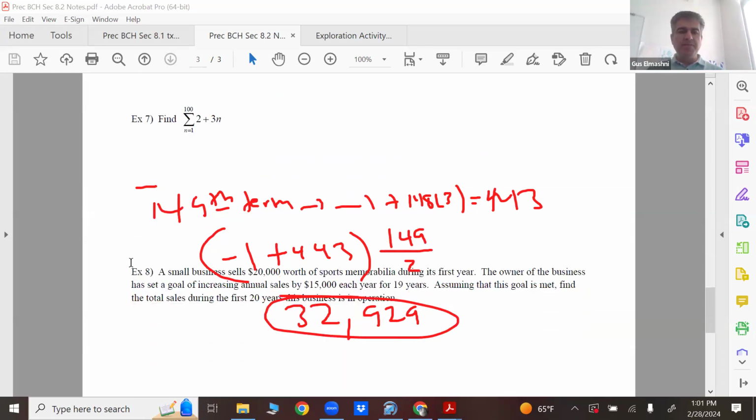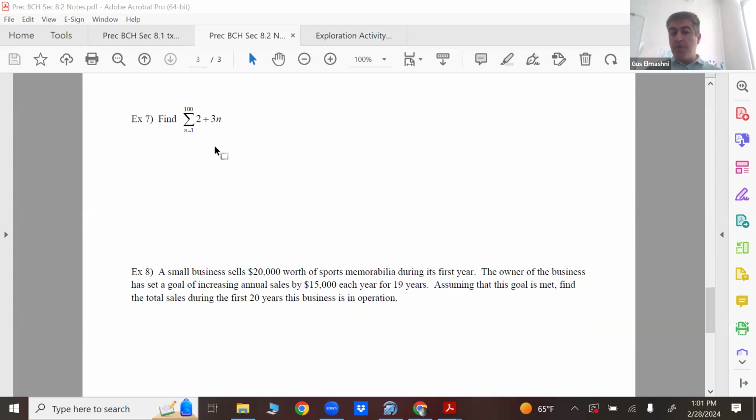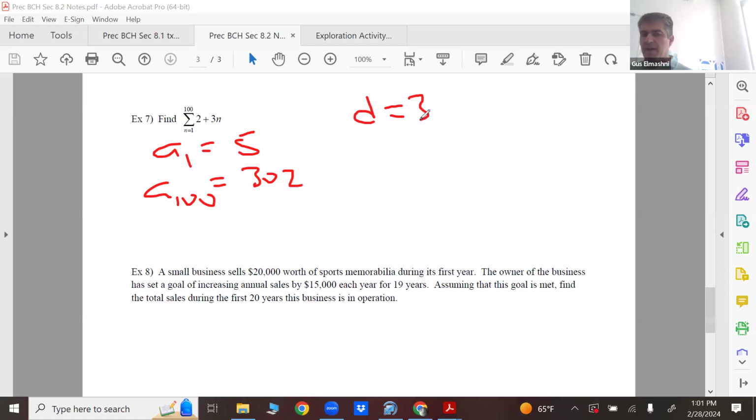Now here, a few ways you could do this. One way is you could find the first term and the last term, right? That's easy. The first term is 5. The 100th term is 302, right? The common difference is 3 because that's the coefficient next to n, right? So for example, if you plug in 2, you should get 8. Plug in 3, you should get 11. Plug in 4, you should get 14. You're adding 3 over and over again, right? So 5 plus 302.